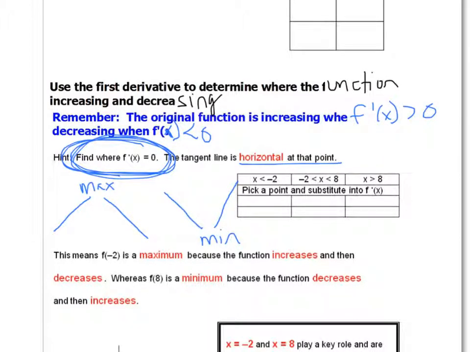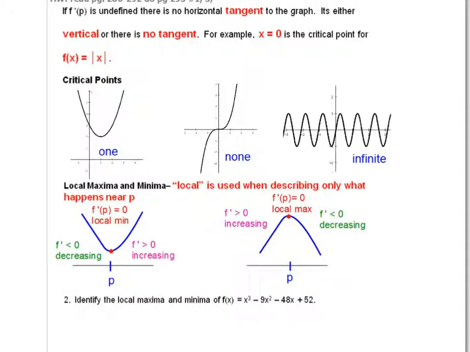So we're going to jump forward and do a problem. We'll do number 2 down here on the next page, but first let's discuss all of this up here. So the first derivative is undefined if there's no horizontal tangent to the graph. That means either it's vertical or there is no tangent at all. For example, we don't have a derivative when you have a sharp point. The absolute value of x is a V, so there's no derivative, or it's undefined. The derivative's undefined at 0.